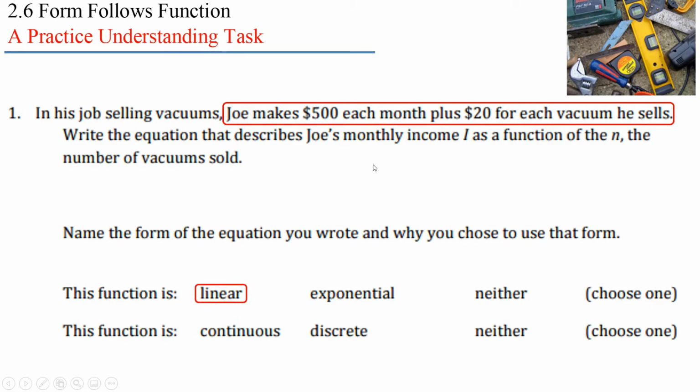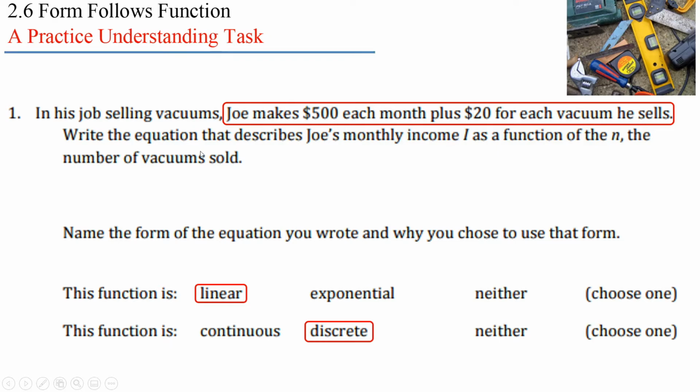Okay, now let's think about this situation. Is this continuous or discrete? So is the amount of money that Joe is making changing continuously, or is it discrete? Is it gaining based upon every vacuum that Joe sells? I would call that discrete because he might make $500, he might make $520, $540, and so on, but nothing in between those values. This is discrete.